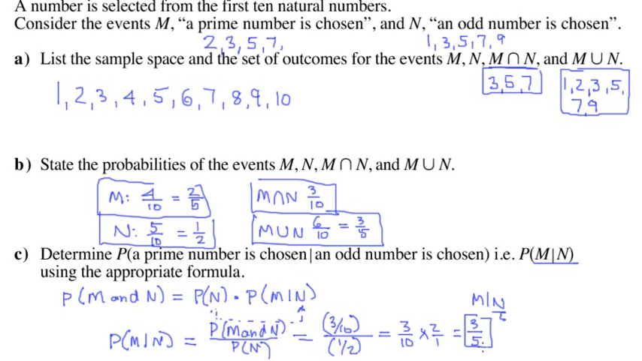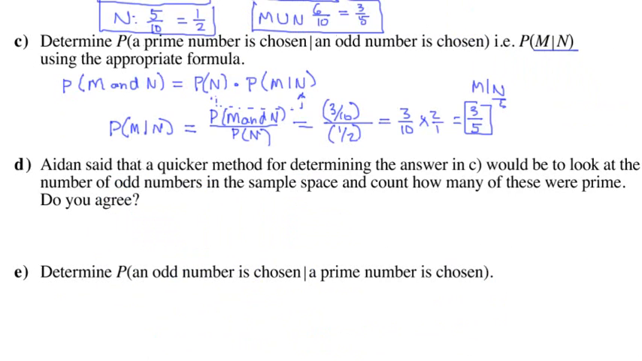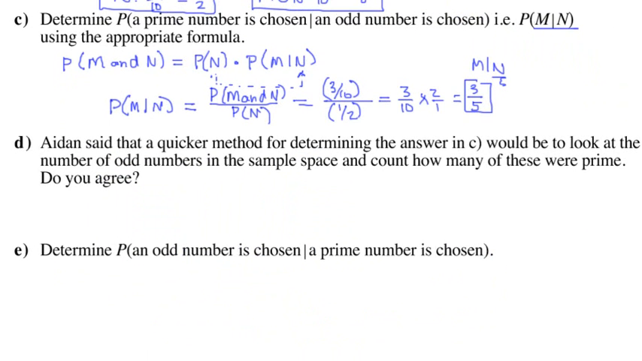Now, what's next? Aidan said a quicker method of determining the answer in C, what we just did, m given n, would be to look at the number of odd numbers in the sample space and count how many of those were prime.